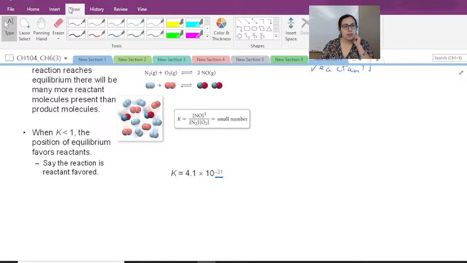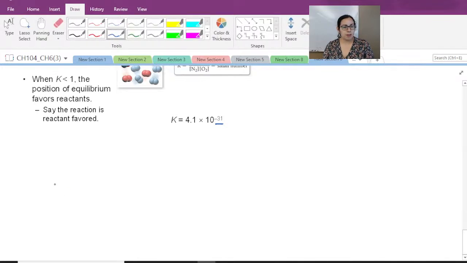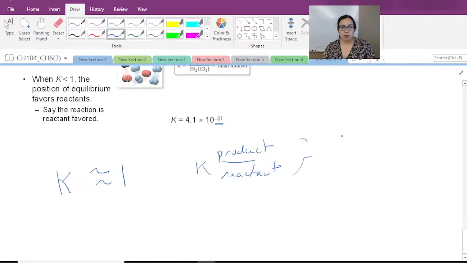And then of course, the last scenario, which we didn't put on here: if K is about equal to 1, then again, products over reactants, they're about the same.